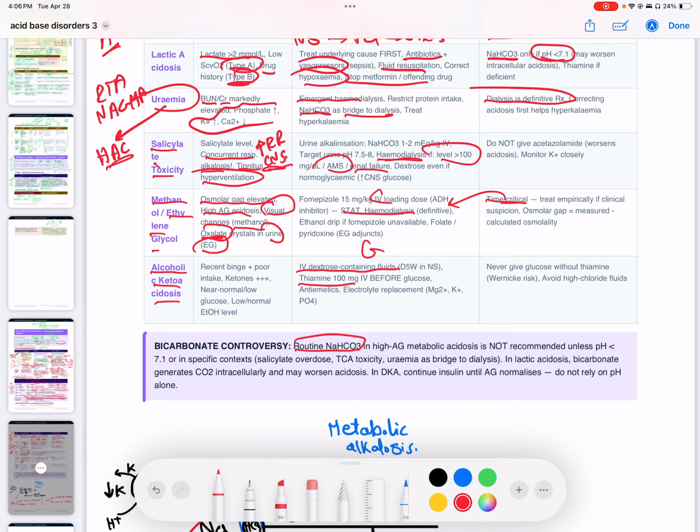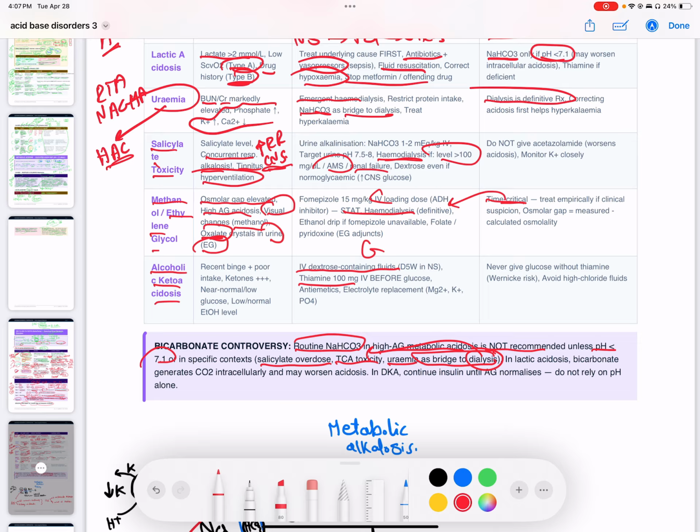Again, when it comes to routine bicarb, we don't have really good data about routine sodium bicarb in high anion gap metabolic acidosis. So usually it's not recommended unless you have severe acidosis, with a pH below 7.1. Sometimes you do it if you have severe salicylate toxicity, TCA toxicity, or uremia, just as a bridge to dialysis, because dialysis will be the definitive treatment here.